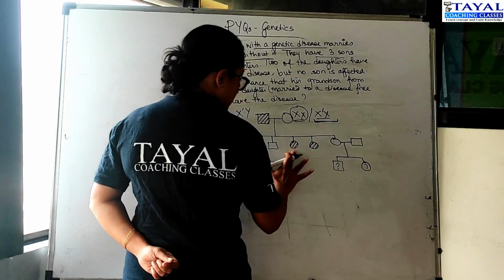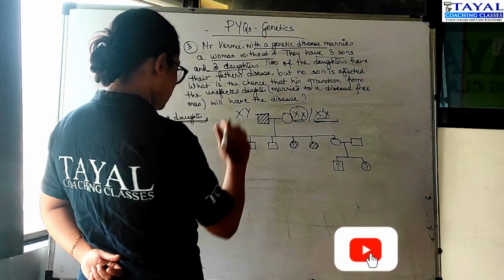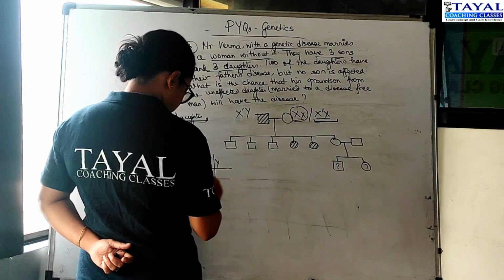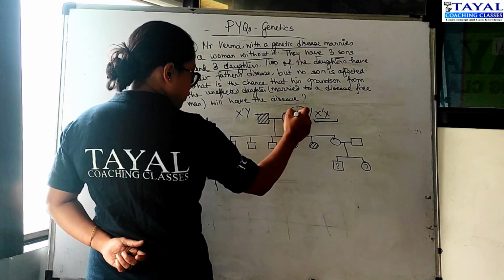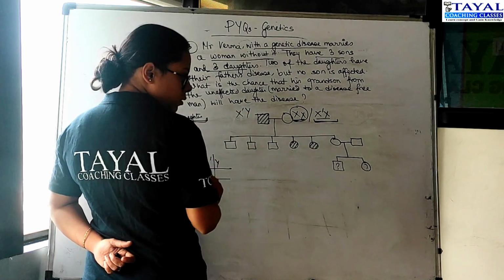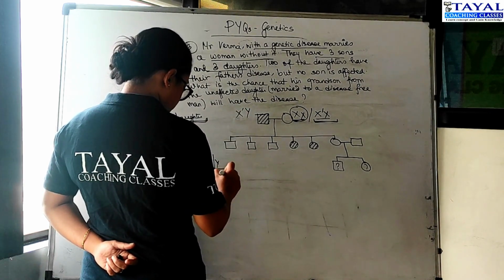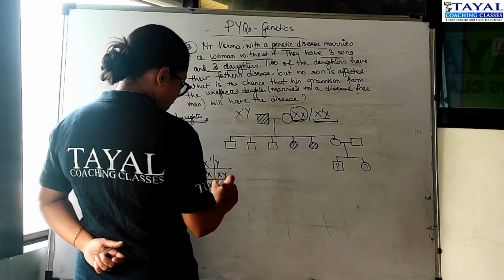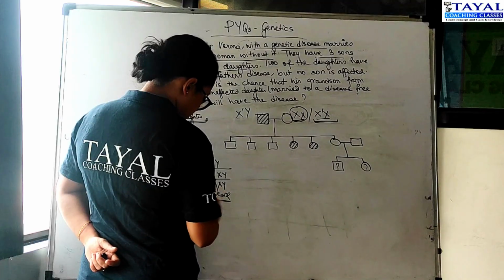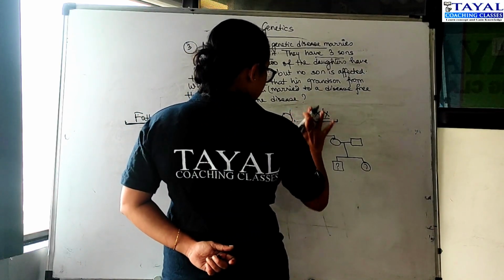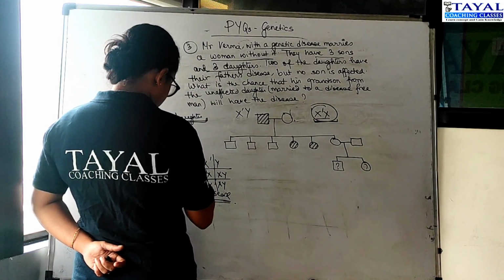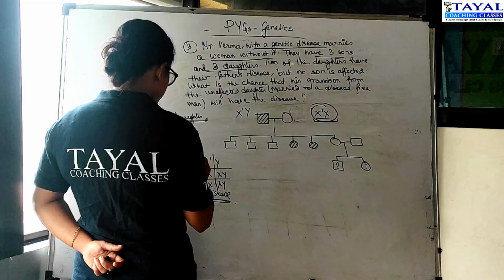Okay, let's do crosses. If I consider it to be X-linked recessive, then for this couple, a normal XX female with a diseased male, they will have no disease in their kids. No disease. That is not the case. So I know that it's either this, if I consider it to be X-linked recessive. Now it can also be X-linked dominant.